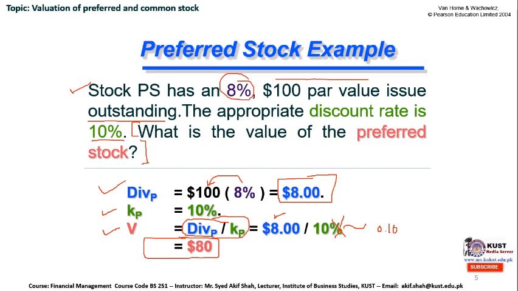Now the decision criteria is, if somebody, or a corporation, is selling this preferred stock at a price of 80, you may purchase this stock. But if somebody or a corporation is selling this share well above $80, then as an investor you should not purchase this stock.